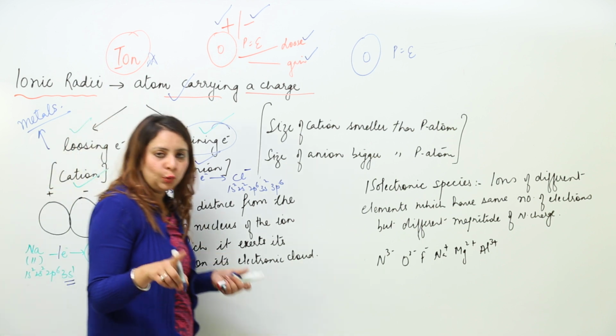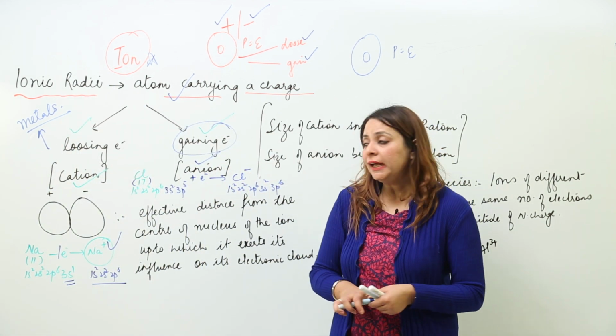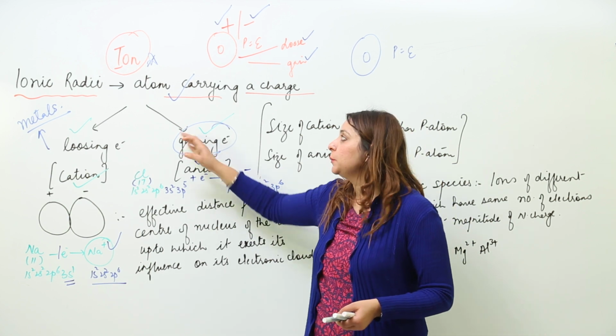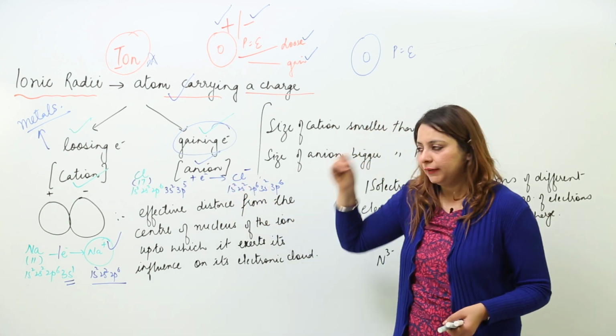I think it's clear what an ion is and why atoms lose or gain electrons to achieve stability, and after losing or gaining electrons it becomes an ion, which is called a cation or an anion.